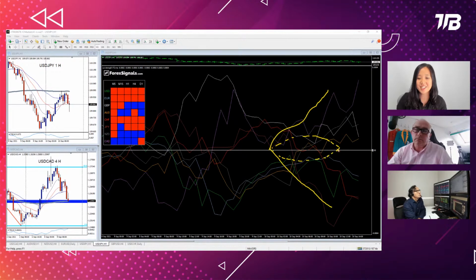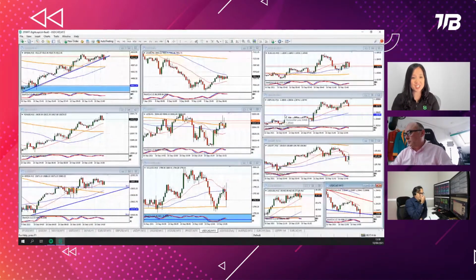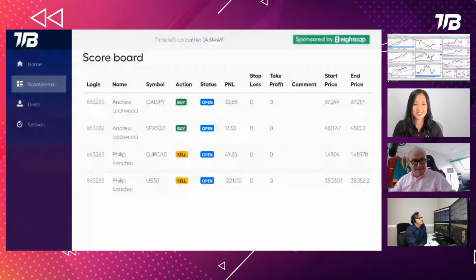So let's take a look at how Philip's trades are doing, and maybe you can walk us through some of the setups on the trades, and then we're going to have to go to the second challenge relatively soon, which will be a fun one.